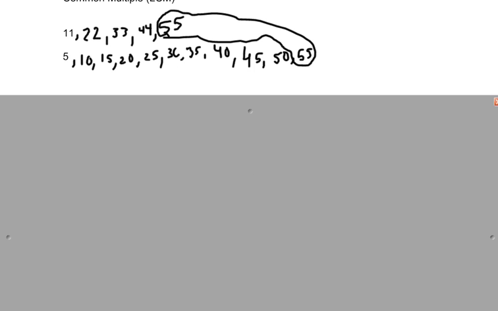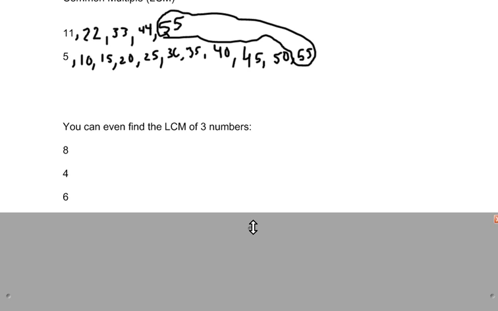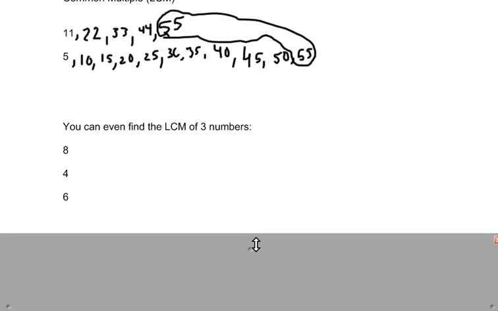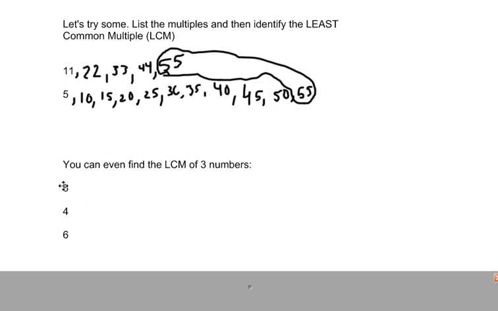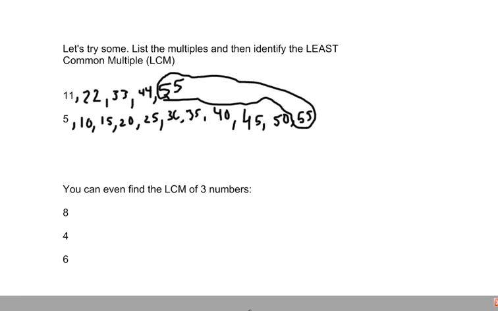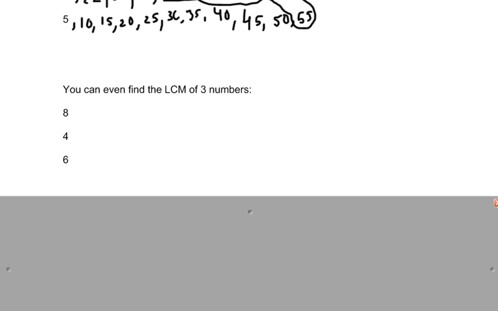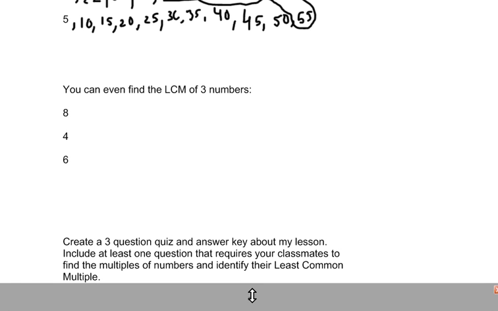Now at home, I want you to try on your own to do these three. Find a least common multiple for 3 different numbers. So you're going to list all the multiples of 8, multiples of 4, and multiples of 6. Well, not all of them, but list several until you find a match between all 3. And we will come in tomorrow and share what our least common multiples are.